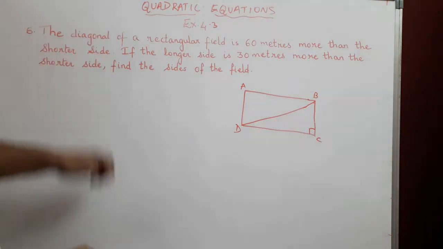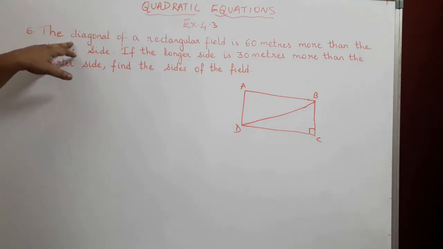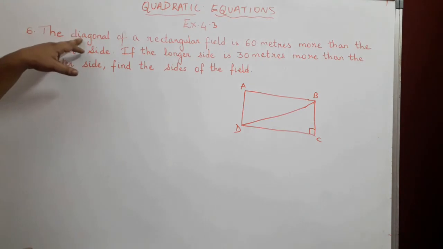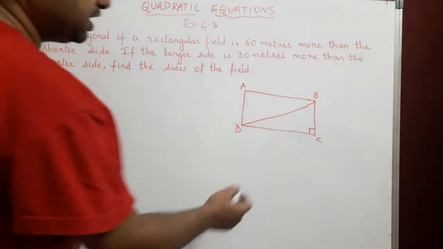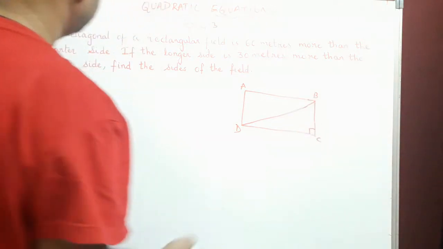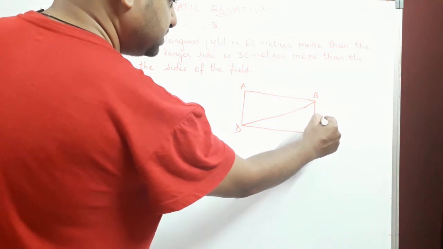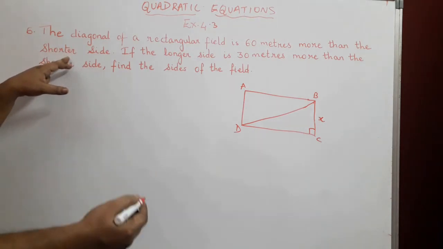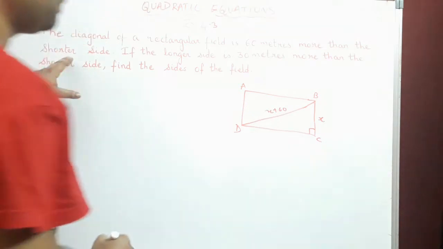Have a look. First, let us decide what the sides are. It says the diagonal of the rectangle is 60 meters more than the shorter side, which means it is comparing the diagonal BD to the shorter side BC. So we will assume BC as X. Then what will be the diagonal? More than means addition, so this will become X plus 60.